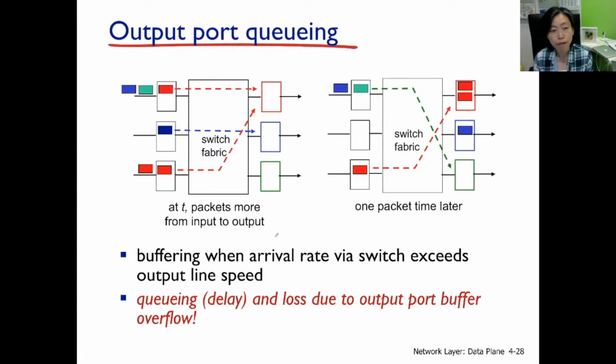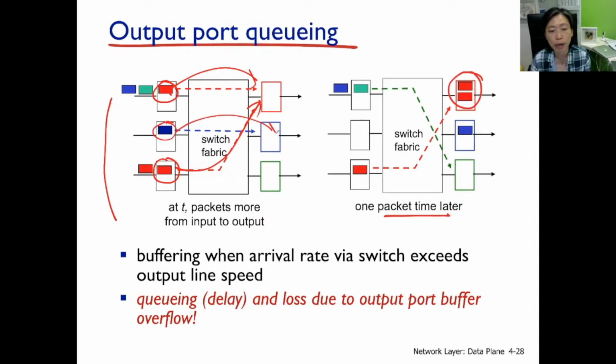On the other hand, if you have a router that implements the non-output port contention mechanism, then we could have what? Input port 1, input port 3 both have red packets. They can now all go to the red output port. So one packet time later, you see 2 of them here. Okay? And the blue one will also go one packet time later.